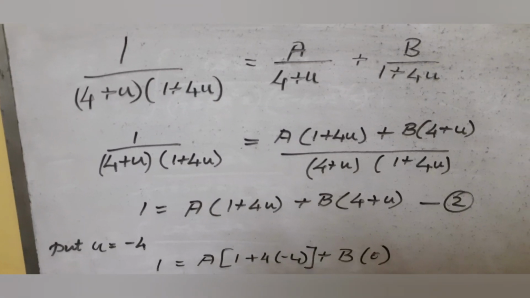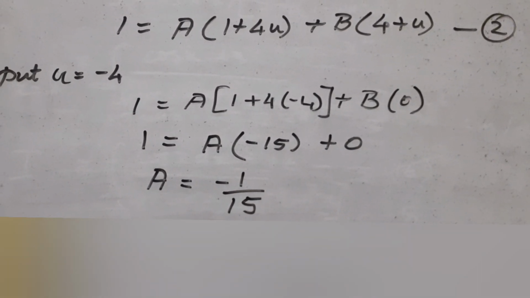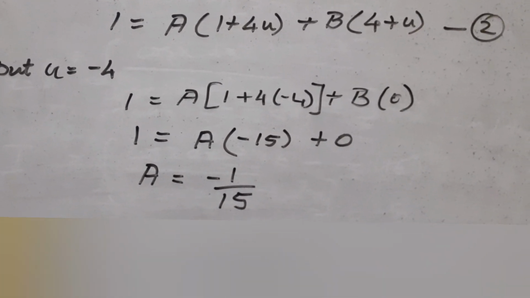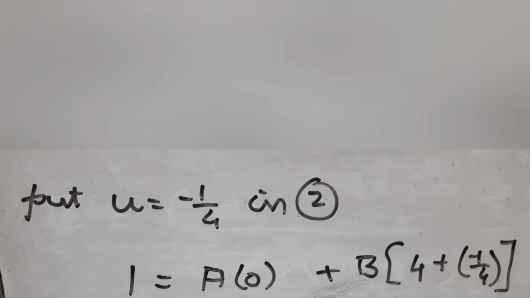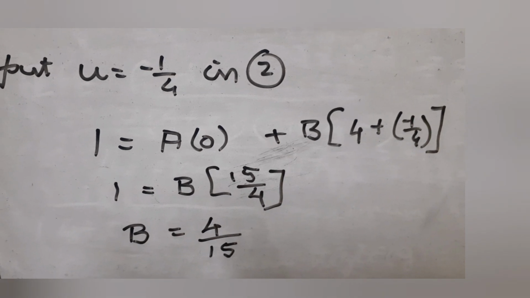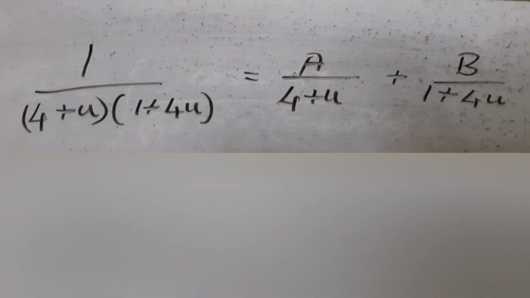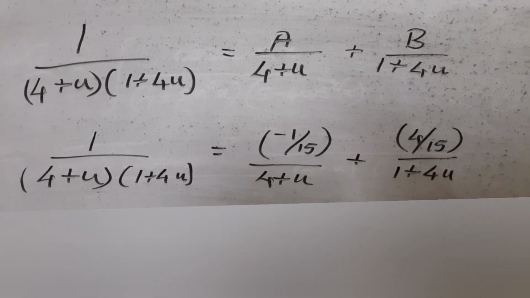So put u equal to minus 4 to get A. Put u equal to minus 1 by 4 to find B. Substitute the values of A and B. Place u equal to t square before we start the integration.